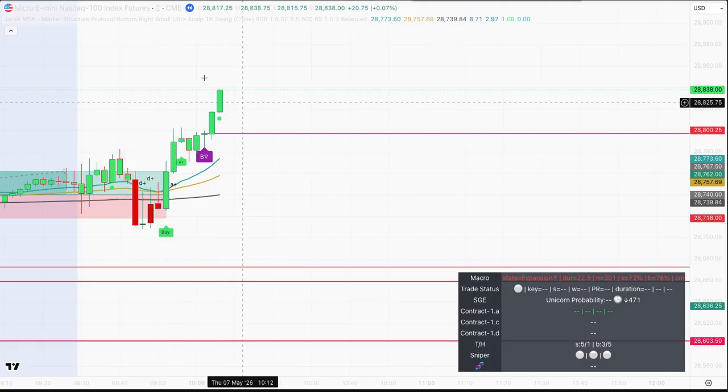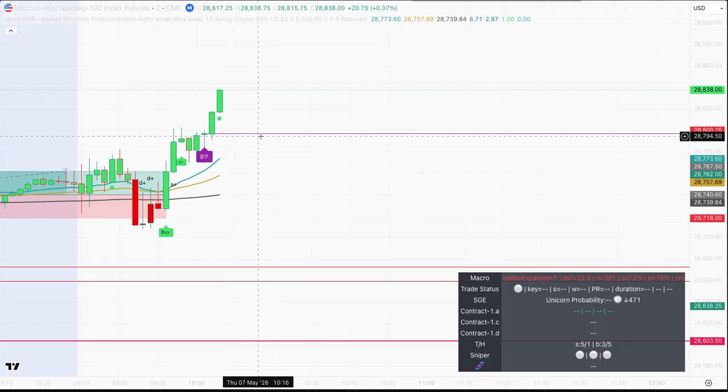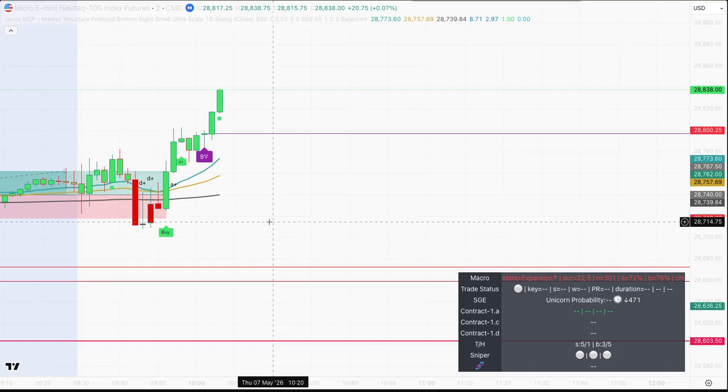Where I would enter is somewhere in here, follow the PTCs and look at strong confirmation candles to see if you can enter from there. That'd be my only advice for that. But yeah, that is cold HUD, new key.